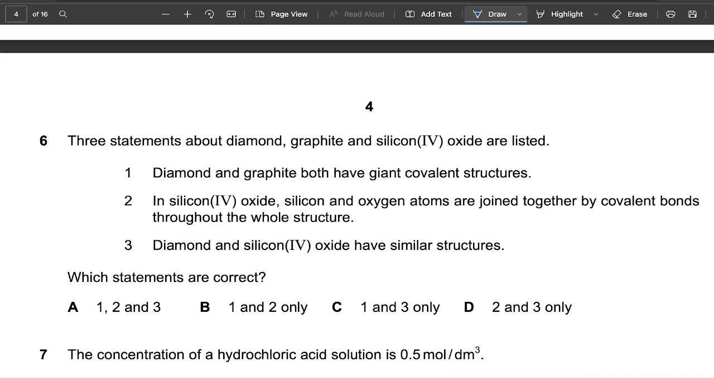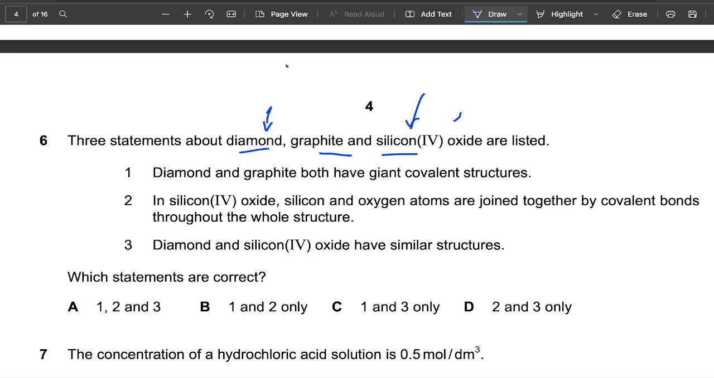Okay, we move on to the next question. Question 6. Three statements about diamond, graphite, and silicon are listed. Again, these are all macromolecular structures. You need to know each of the differences between diamond, graphite, and silicon, and the similarities between diamond and silicon, which are similar in terms of structure. But let's have a look at this question.